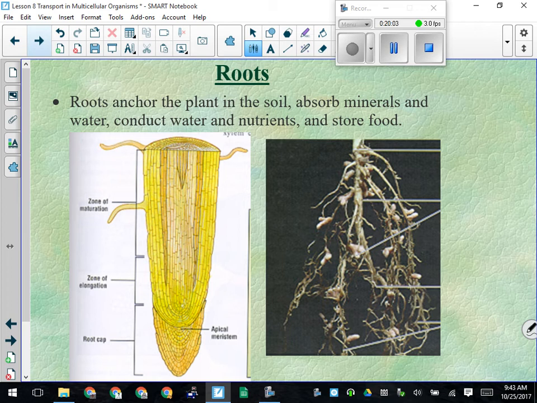There are also different kinds of roots. There are big central roots, which we call a taproot. And then there are roots like this, which are fibrous roots. The type of root system a plant has is based on the type of environment that it lives in.